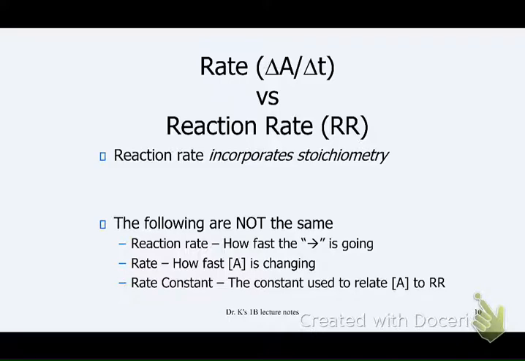Okay? But I also wrote these things. The reaction rate is actually how fast the reaction arrow is going. It's not how fast the concentrations are changing, they're related, but it's how fast the reaction is actually going. And then rate is how fast the concentration is changing. By the way, the brackets mean concentration if you didn't catch it on the previous slide. And then the rate constant, which we'll get to in a little bit, is used to relate concentration changes to reaction rates. So just keep those things in mind. You don't have to totally understand that part right now.